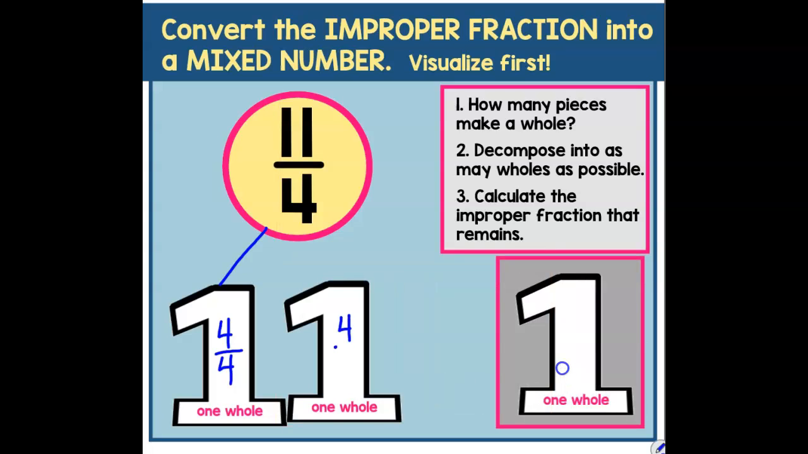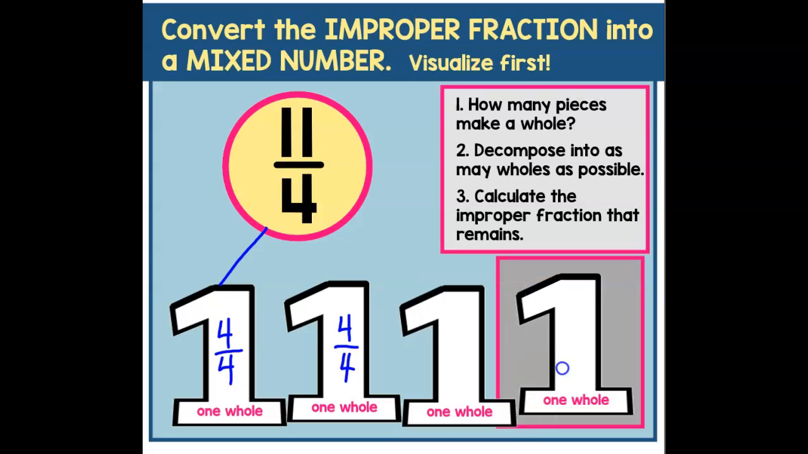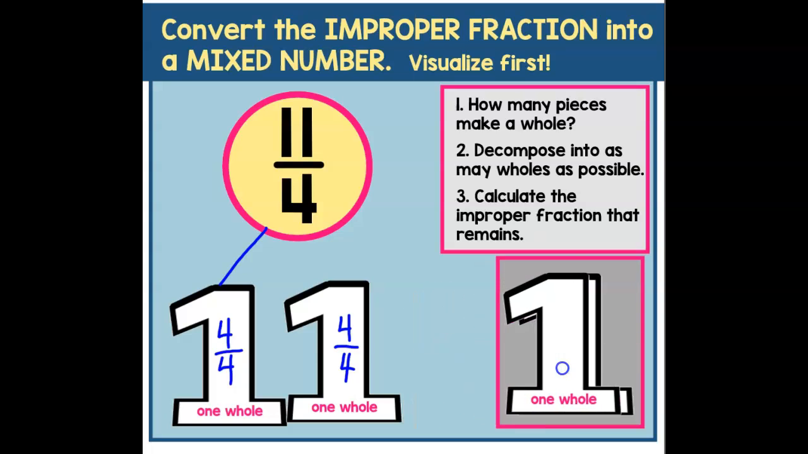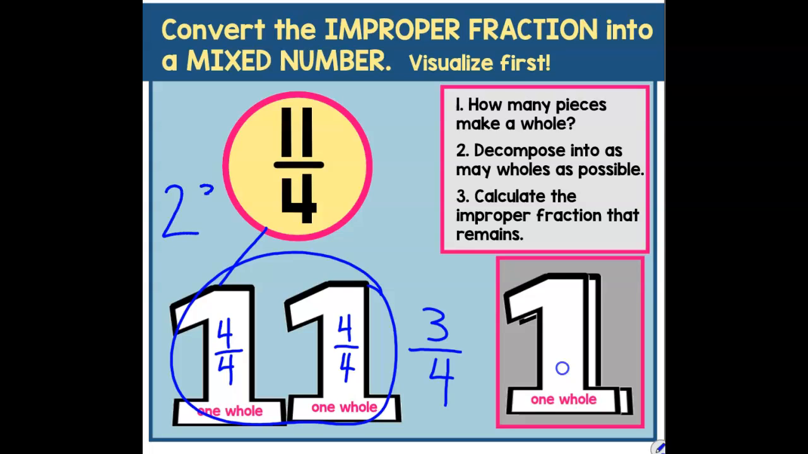Another 4 fourths. So now I'm at 4 eighths. I have enough to take more out. Decompose it. And now I don't have enough for another whole. So I'm going to put my whole back because I would need 4, 8, 12. I don't have quite enough. I'm at 8, 9, 10, 11. I have 3 fourths left. So I have 2 wholes and 3 fourths. So to rewrite it, I would write it as 2 whole, nice and big, and then the 3 fourths next to it.